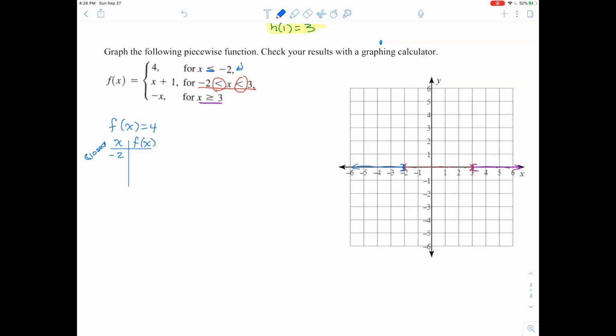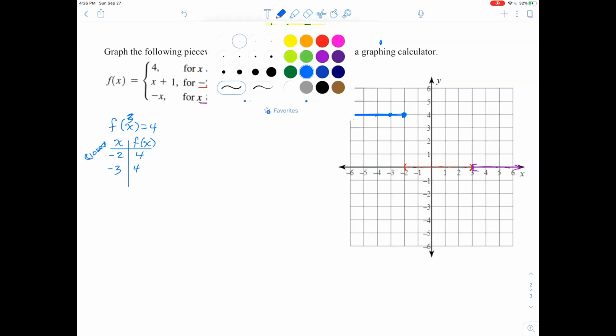And it doesn't matter what I plug in here. The f of -2 is 4. I'm also going to do -3. The f of -3 is also 4. So at -2, 4, closed, and then -3, 4, and it's just a constant. There's y equals 4. So there's our first piece over that domain. So now I'm going to erase this because I don't need that there. It doesn't belong there. Let's go to the second piece here.